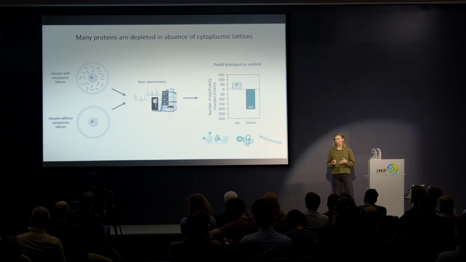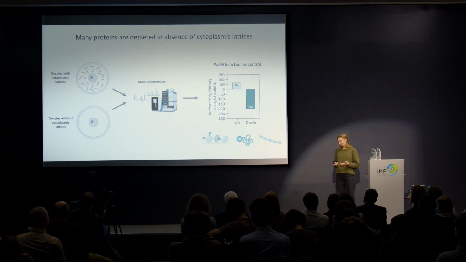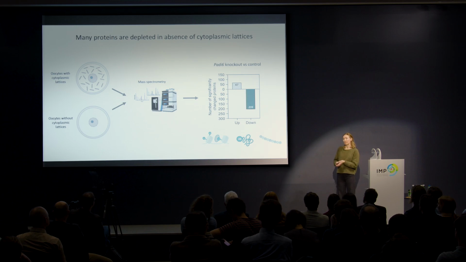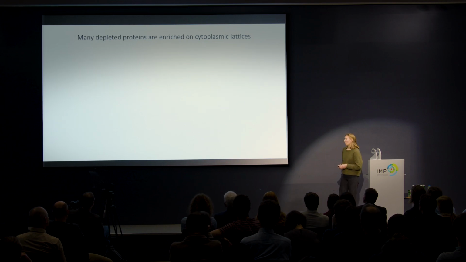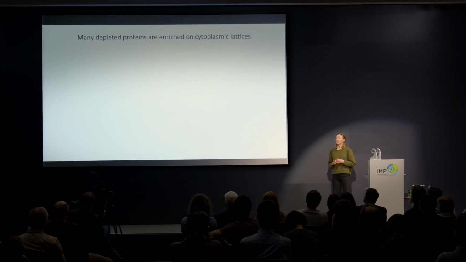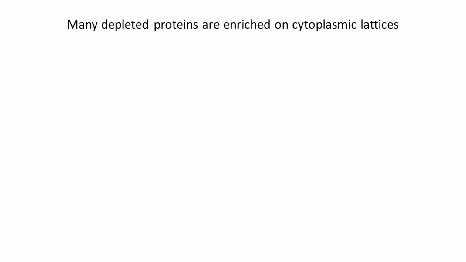But now the next question was, how are the cytoplasmic lattices actually regulating the abundance of these proteins? And one idea we had was that the cytoplasmic lattices might be serving as a scaffold to allow the accumulation and sequestration of these proteins. And to test this hypothesis, we could go back to our expansion microscopy setup, which allows us to efficiently probe the different mass spec identified candidates for co-localization on the lattices using PADI6 as a marker.